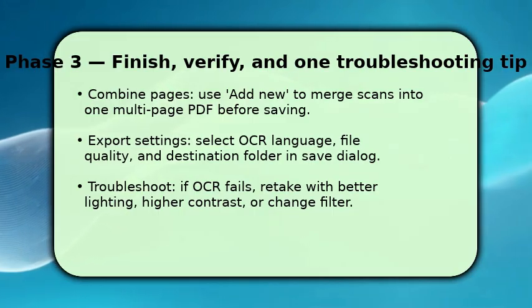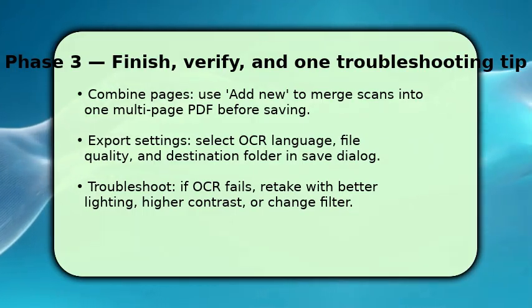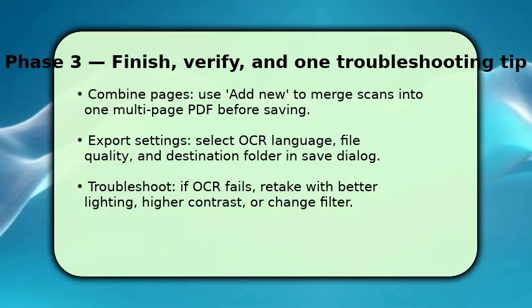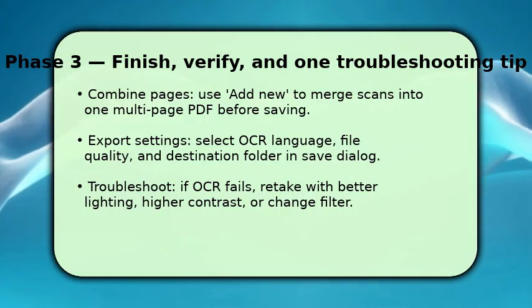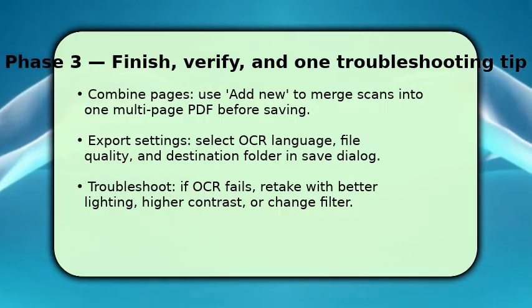If something goes wrong, like fuzzy text or failed OCR, retake the shot with stronger, even light. Increase contrast via filter, hold the camera steady, and crop closely. That usually fixes recognition problems quickly.